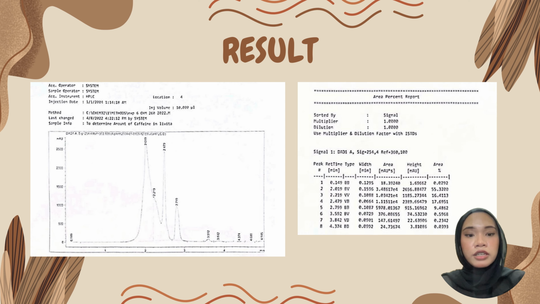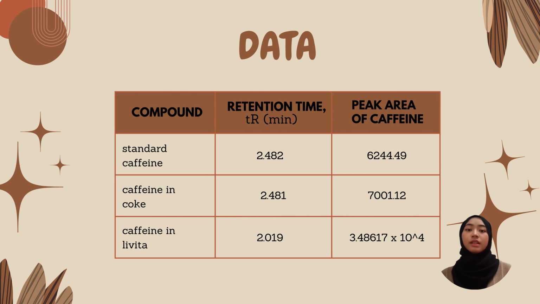Lavita, being an energy drink, is expected to contain more caffeine. From the result given, the data that we are able to analyze for the compound: the first compound is standard caffeine, which has a retention time of 2.482 minutes and a peak area of 6244.49, while the retention time for caffeine in Coke is 2.481 minutes with a peak area of 7001.12. Lastly, the retention time of caffeine in Lavita is 2.019 minutes with a peak area of 3.4617 times 10 power of 4.